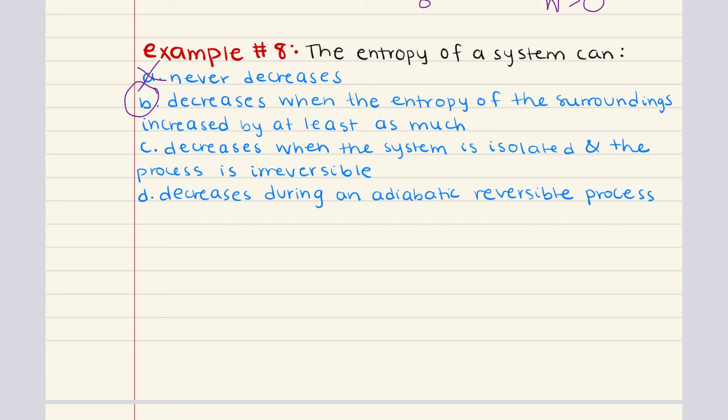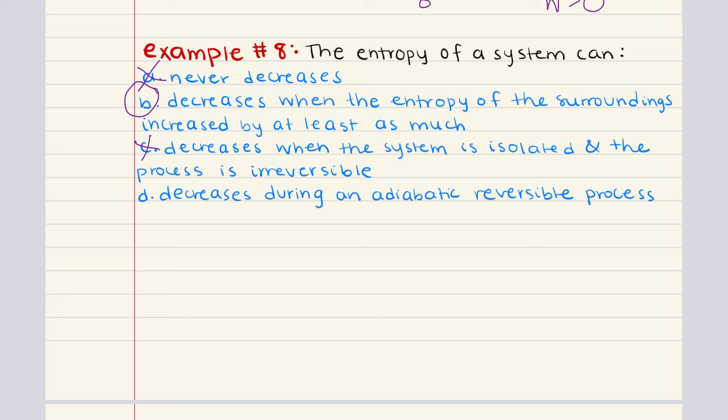C says decreases when the system is isolated and the process is irreversible. This is incorrect. If a system is isolated, no energy or matter is exchanged with the surroundings. And according to the second law, the entropy of an isolated system never decreases. It can only stay the same or increase, especially in irreversible processes where entropy generally increases. So C is not the right answer.